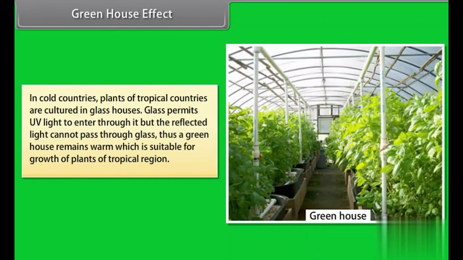Greenhouse effect. In cold countries, plants of tropical countries are cultured in glass houses. Glass permits UV light to enter through it, but the reflected light cannot pass through glass. Thus, a greenhouse remains warm, which is suitable for growth of plants of the tropical region.